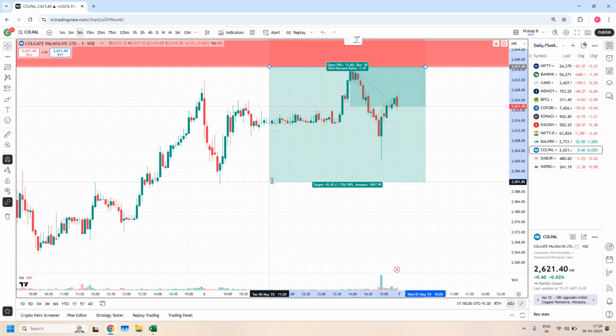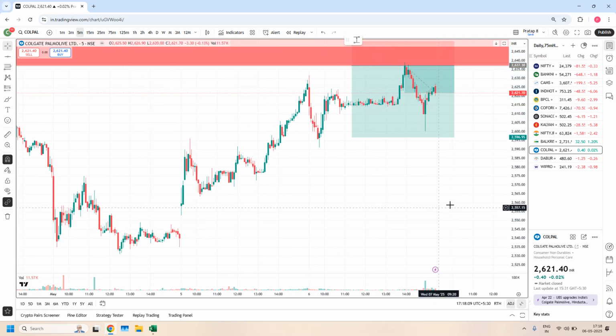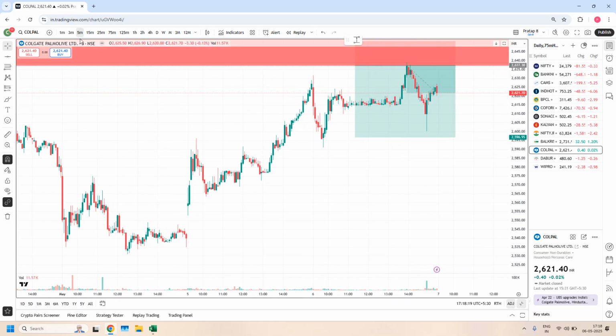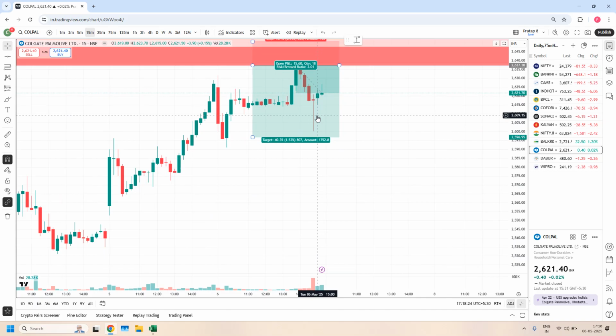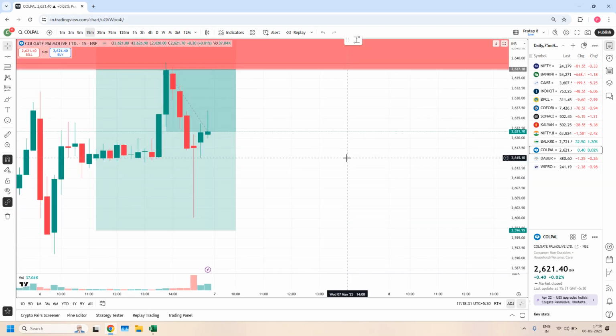1:3 RR. So this is our 1:3 RR. If it reaches here, then we say whatever you are planning, you are achieving that. But before that, where is the 15 minutes target? Because that is the area where you have to book the profit, right? Somewhere here you have a 15 minutes target.